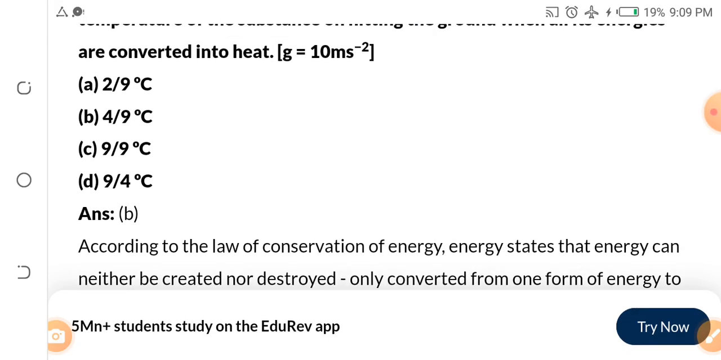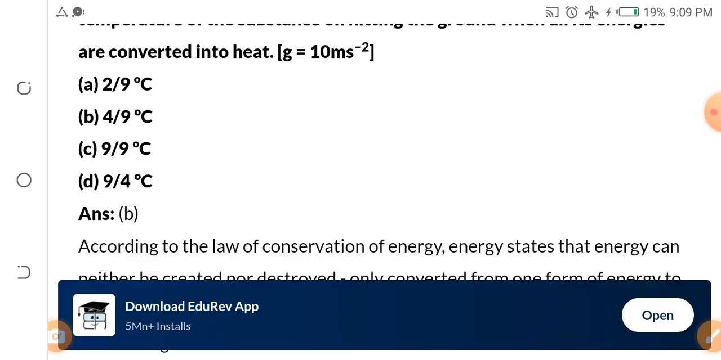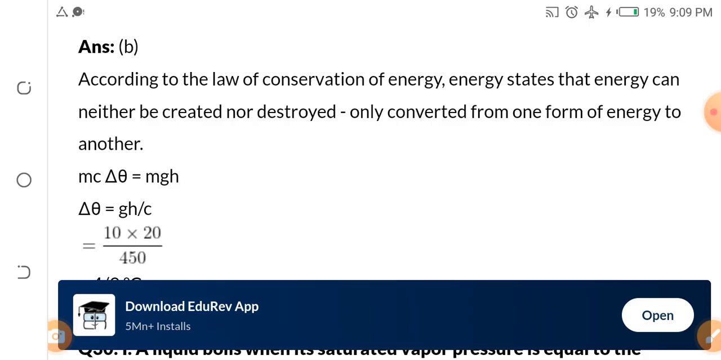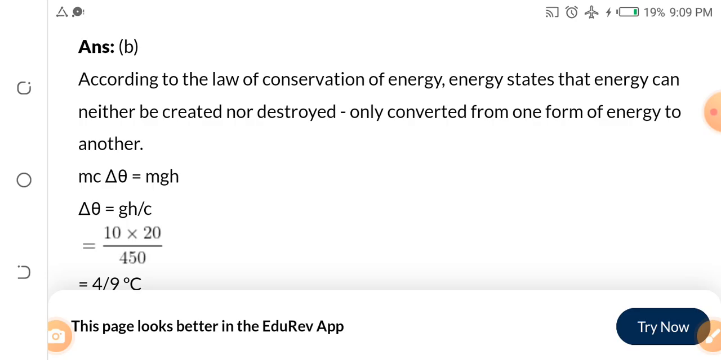Option A, 2/9 centigrade. Option B, 4/9 centigrade, option C, 9/9 centigrade, and option D, 9/4 centigrade. We will soon solve, but according to the law of conservation of energy, energy can neither be created nor destroyed, only converted from one form to another. Always have this at your fingertips.